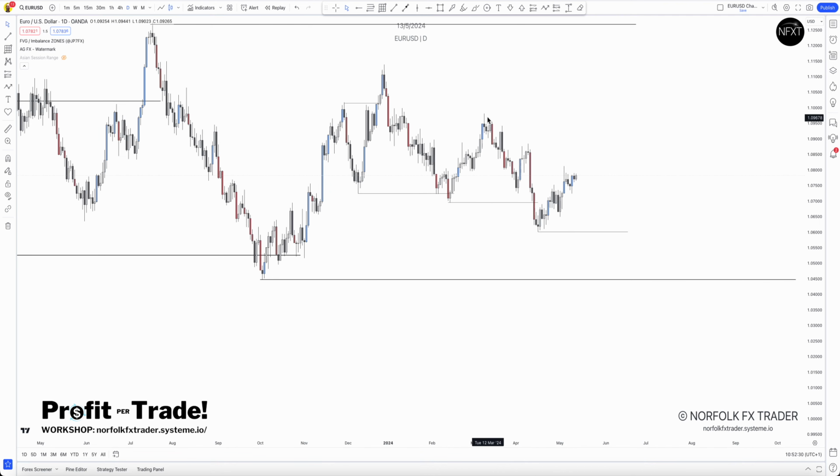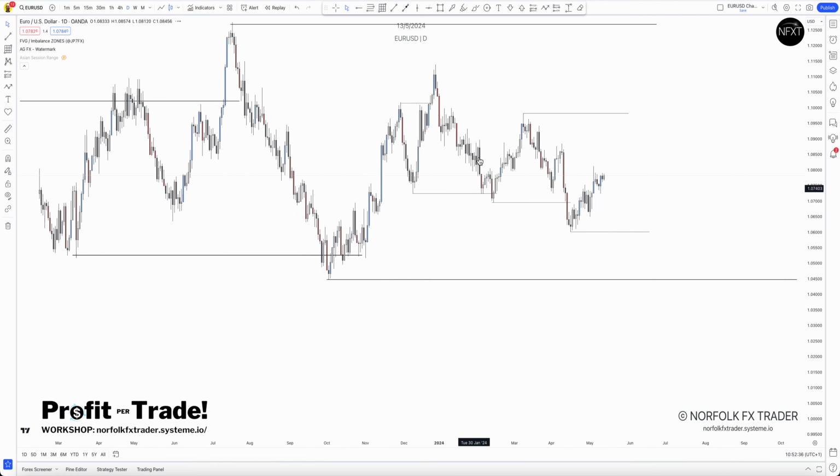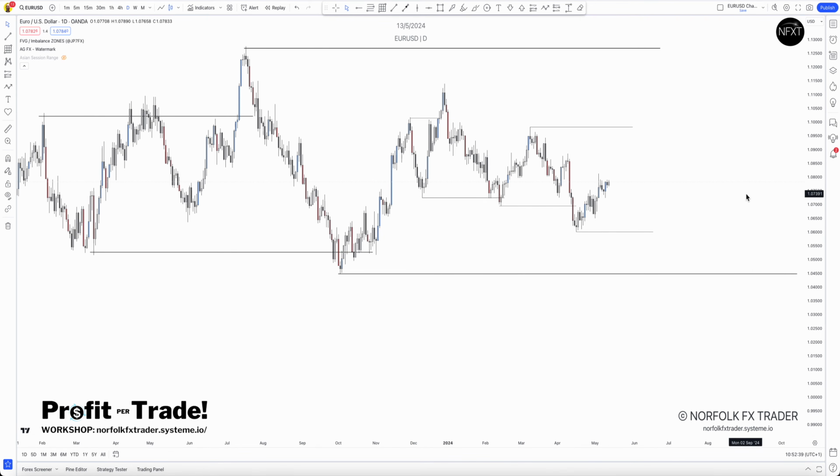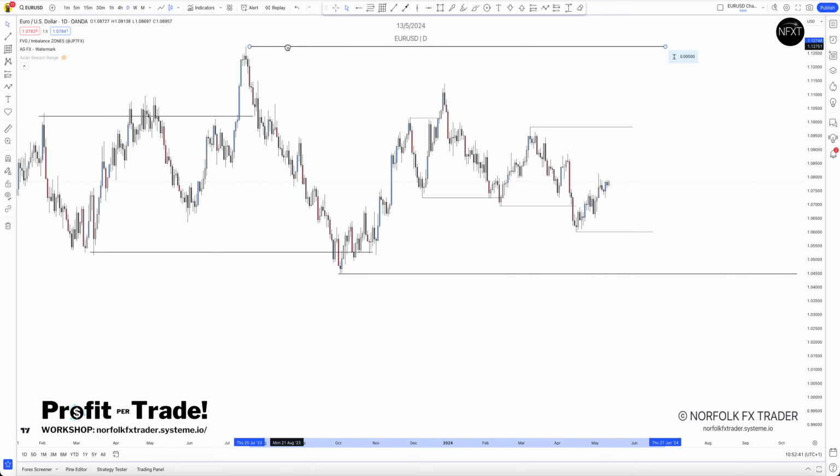Okay, and then we have our swing high up here. Let's mark this out for you. So that's our trend, okay, on the daily. So now we have a bearish trend on the daily, the weekly and monthly. So potentially what we're looking for is continuation lower on the daily at some point.